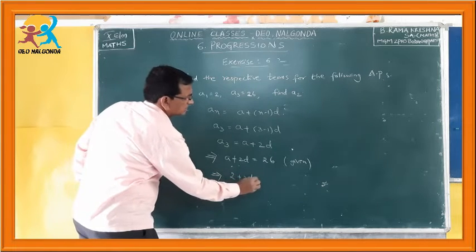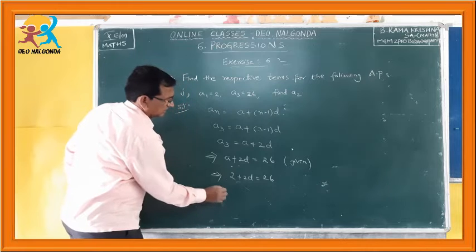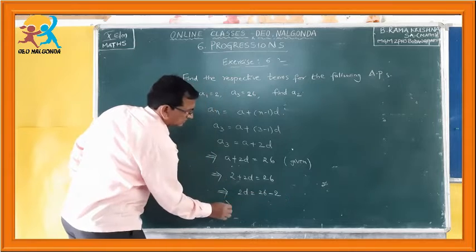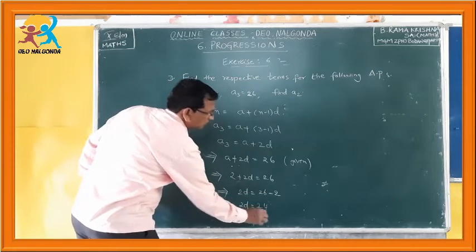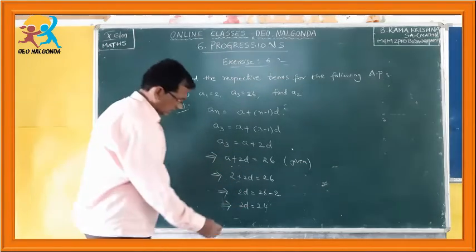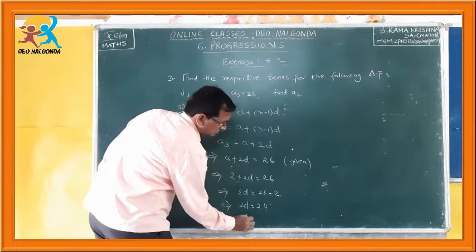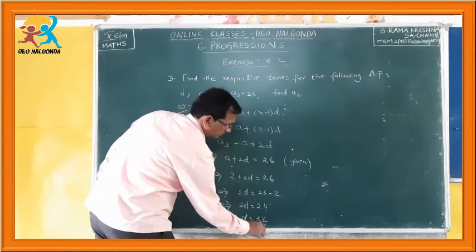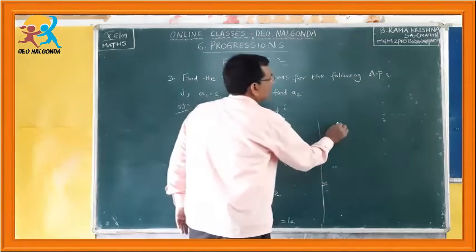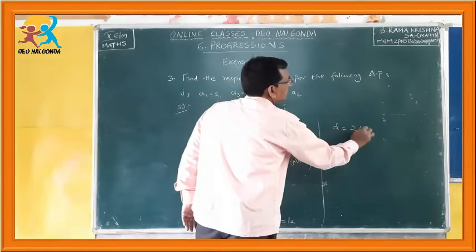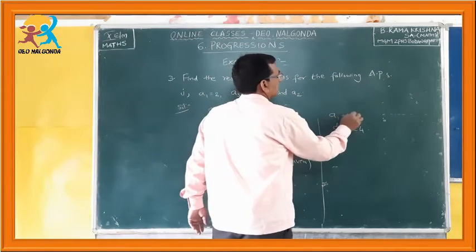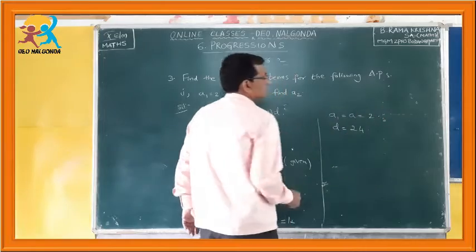2 plus 2D is equal to 26, which implies 2D is equal to 26 minus 2, which implies 2D is equal to 24. We got an equation in terms of D only. From this you can find out D. This implies D is equal to 24 by 2, which is 12. So we found D. You know A1 is nothing but A, which is equal to 2.